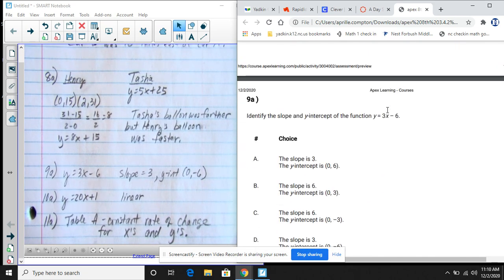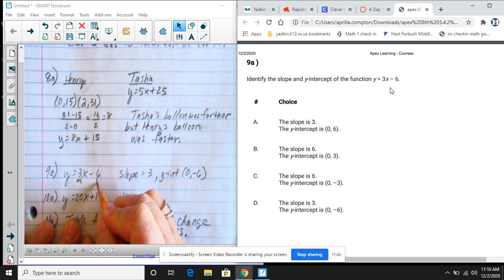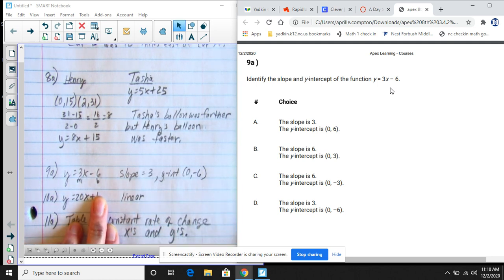9a. Identify the slope and the y-intercept. Just look at it and see what it is. y equals mx plus b. M is your slope. B is your y-intercept. Slope is 3, the y-intercept is -6.